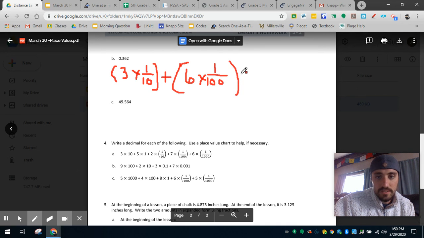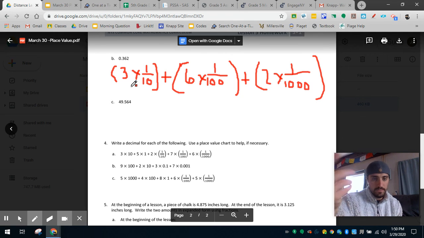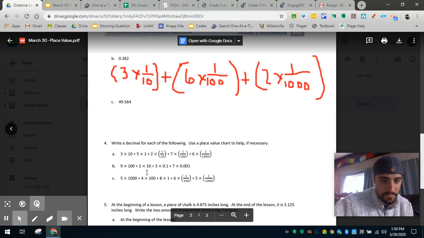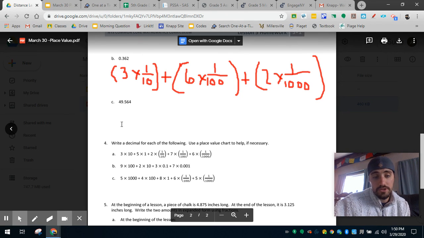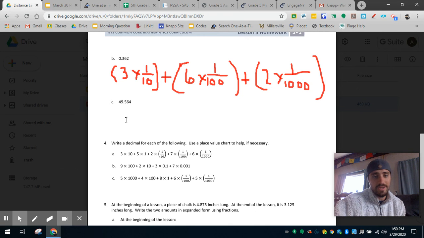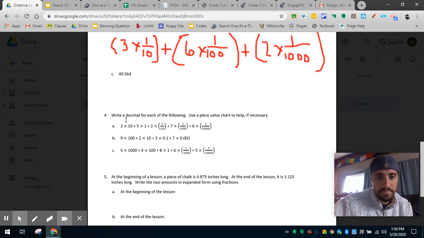And that parentheses, plus, what's the last chunk I'm adding there? 2, let's open that parentheses back up, 2 times, and what's that place value? That is the thousandths place, so 2 times 1,000th. So this is what we would call expanded form. So they're going to ask for expanded form in the future. You can make that happen. All right, so I'm going to leave that there. You are going to do C. C is a little bit more complicated because you have whole numbers, but you'll be fine.